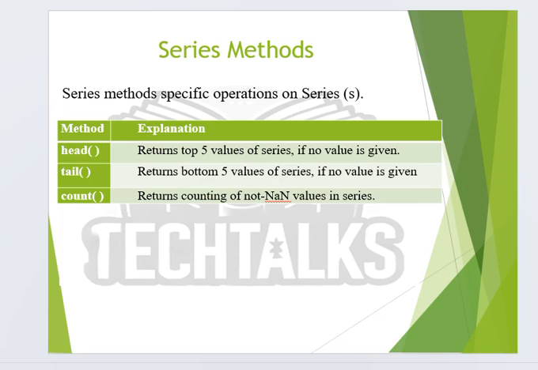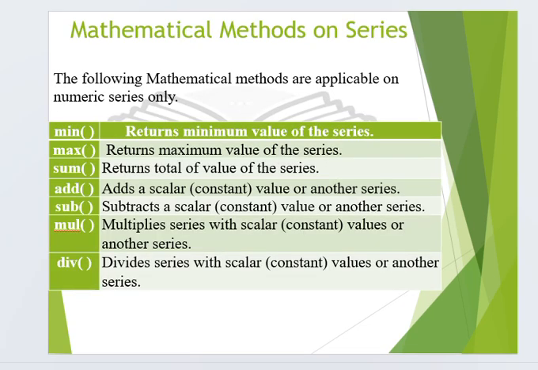Count is definitely not going to count None values. If None values are given, it is not going to count them. So if you want either less than 5 or more than 5 elements from the top or bottom, you have to pass some value as a parameter, a numeric value. So we will be doing all these functions, or you can say methods, in the next slide. Now before that there are some mathematical functions also. Let's do them one by one.